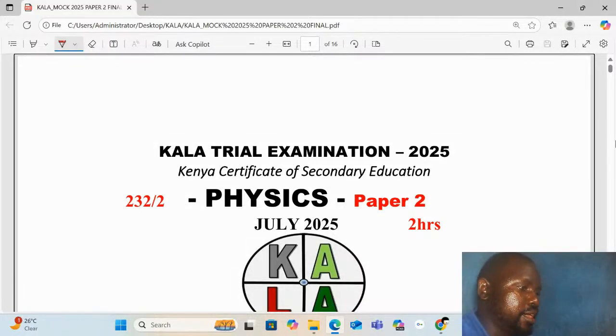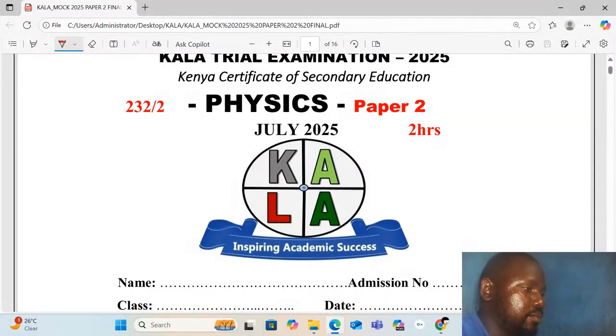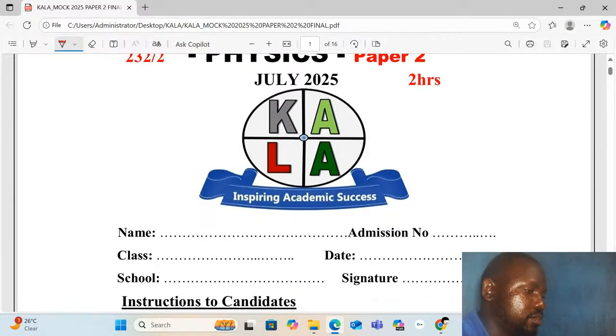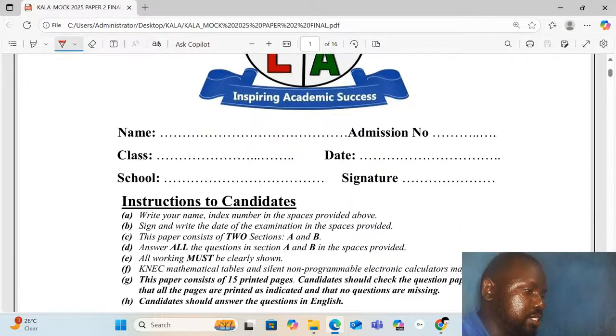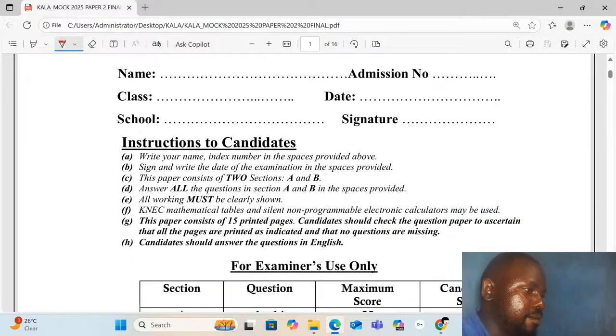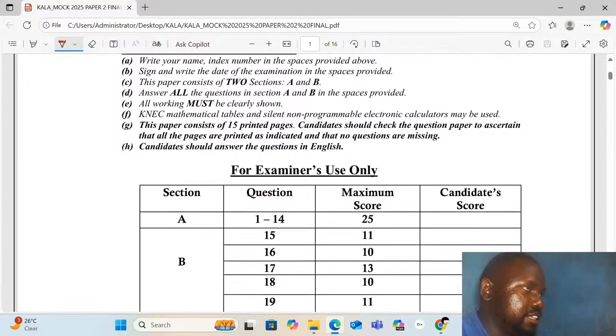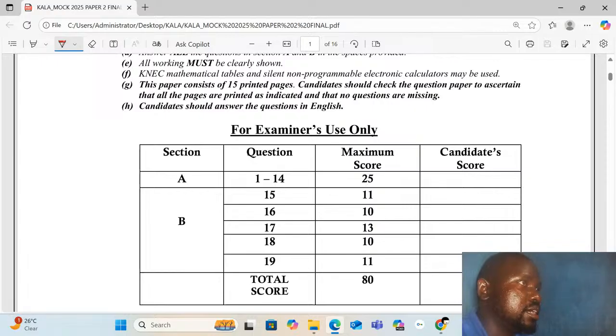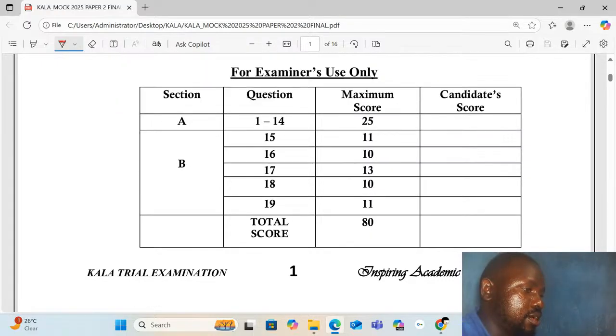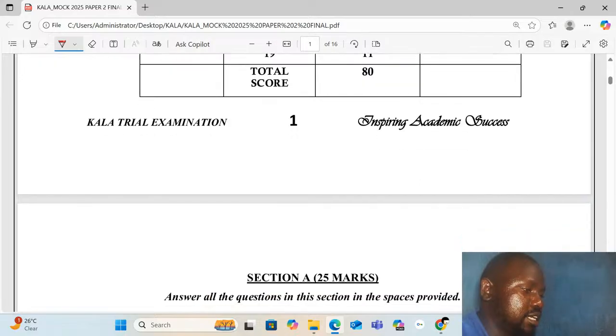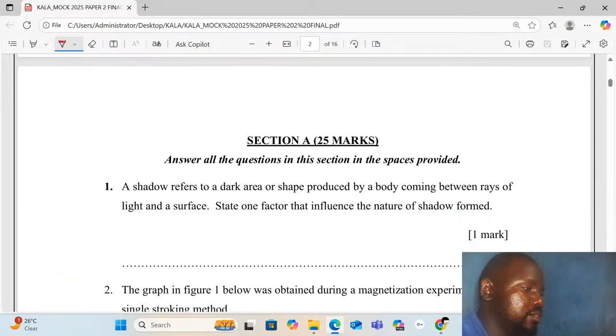So now, this is the paper, physics paper 2. All the instructions are there, but we are going to deal with section 1. And we'll have the first question.